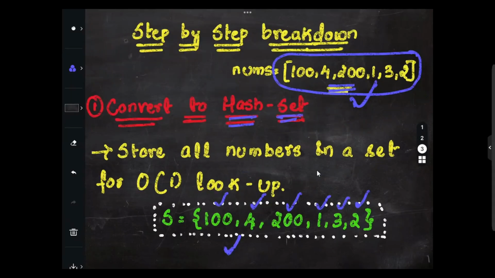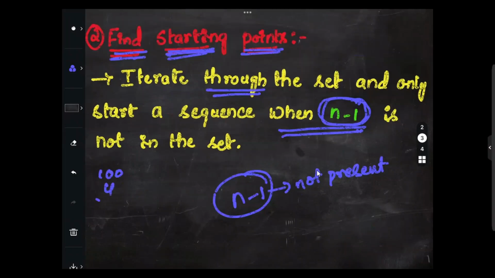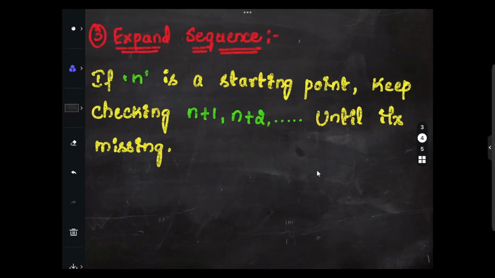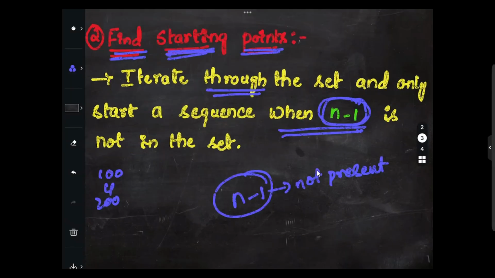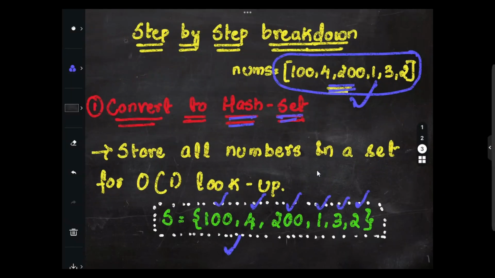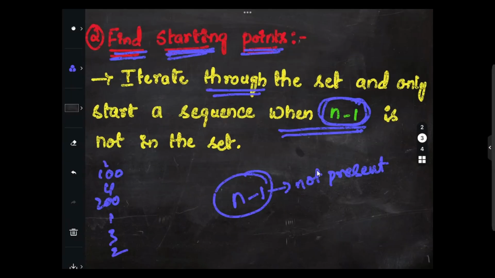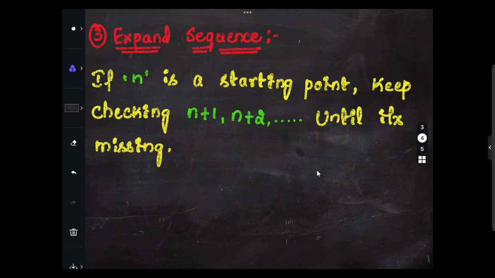In this case, see, we have 100, 4, 200, 1, 3, 2. So we will check whether the previous number is present for all the elements in this case, right? For the previous element, n minus 1 means 99. If 99 is not present, I mean the previous element is not present, then only we will consider it as the starting point. So in this case 99 is not present, we will consider 100 as the starting point, right? So like that we'll be considering. Let's see what further steps we will do.